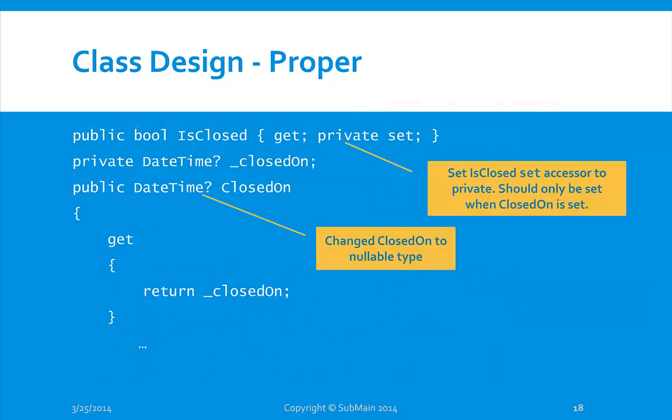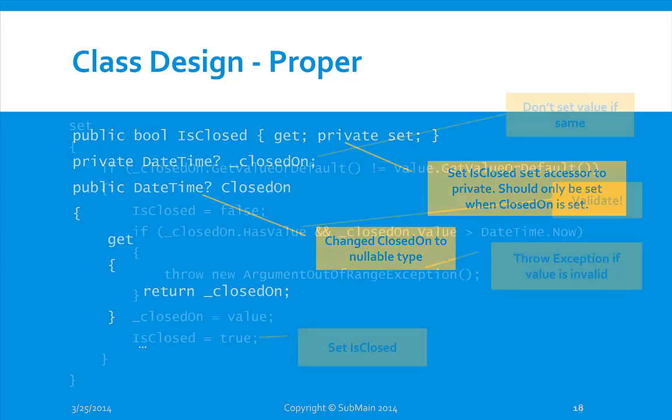And I've got a couple more slides to show this, some more issues I fixed. The IsClosed Boolean I've set to a private set because it should be done somewhere else, and you're going to see that on the next slide. I also changed ClosedOn to a nullable type because ClosedOn only happens when this type is actually closed, so it can have a null default value.